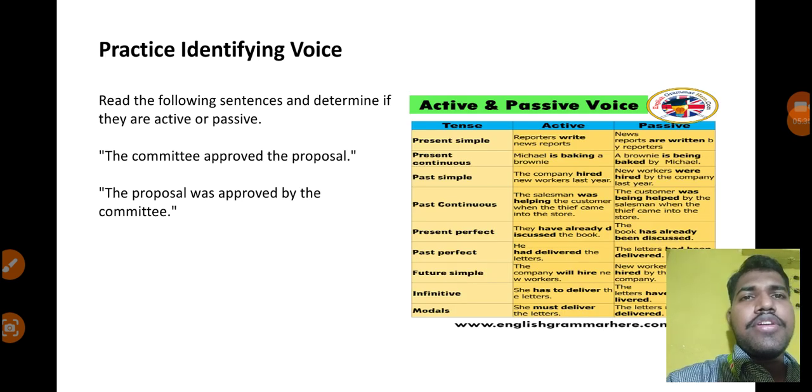Identifying voice. Read the following sentences and determine whether they are active or passive. The committee approved the proposal. The proposal was approved by the committee.